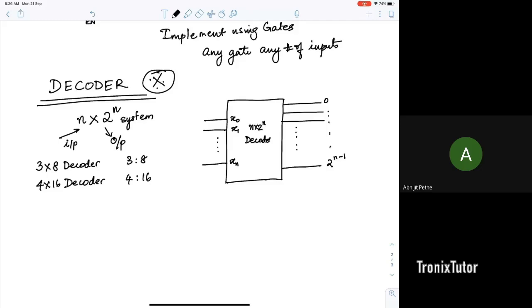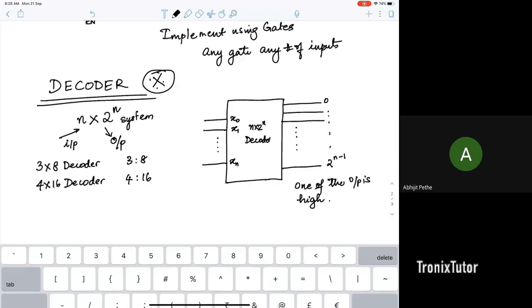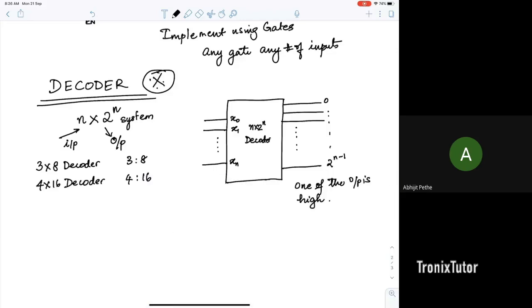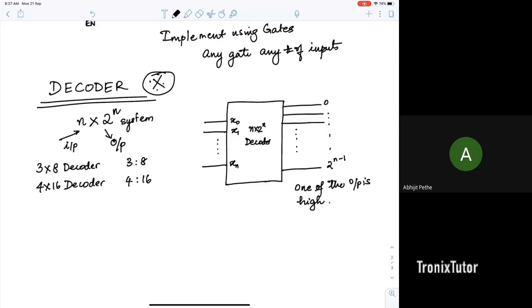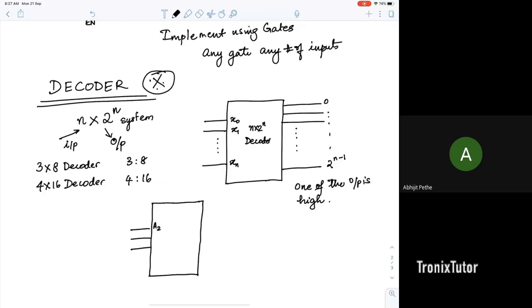at any point of time in the decoder, only one of the outputs is high. Which output is high is determined by the input. For example, let's look at a simple 3 cross 8 decoder. A 3 cross 8 decoder consists of inputs A2, A1, A0, and there are 8 outputs: D0, D1 to D7.